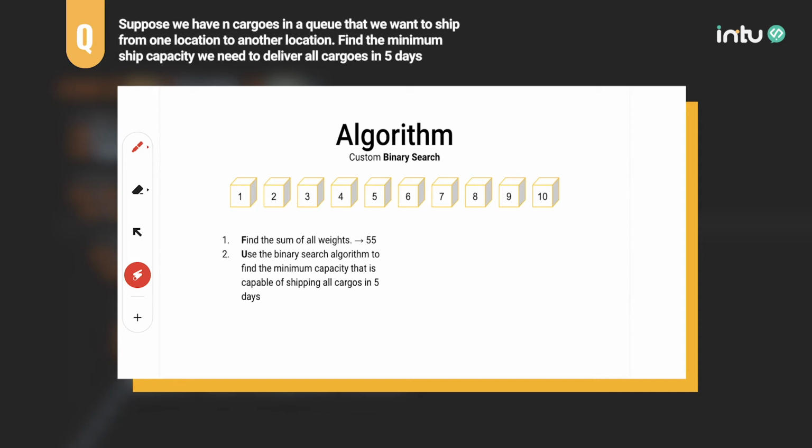If I were to tackle this question, I would use some sort of customized binary search algorithm. Let me illustrate my idea. Let's say you're given 10 cargoes in the queue, similar to the example that we went over together. I will start by adding up all the weights of the given cargoes. In this case, it will be 55. Then I will use the sum to run a binary search. Initially, I will set left as 0 and right equal to the sum.